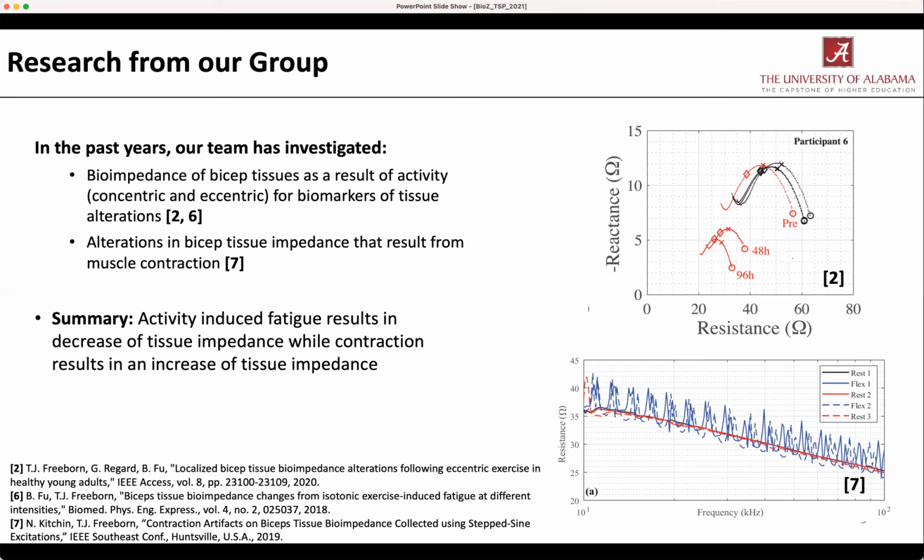While the bicep is fatigued through activity, think dumbbell bicep curls, lifting up a weight, curling it, putting it back down, as we do multiple repetitions of that activity, we become fatigued. We are no longer able to execute that activity. And what happens to the tissue when that occurs? Obviously, something's changing. We can no longer do this activity that a few minutes ago we were able to. So the question was, how do those changes alter the tissue bioimpedance, the electrical properties of the tissue? And can we explore that and use that in helpful ways?